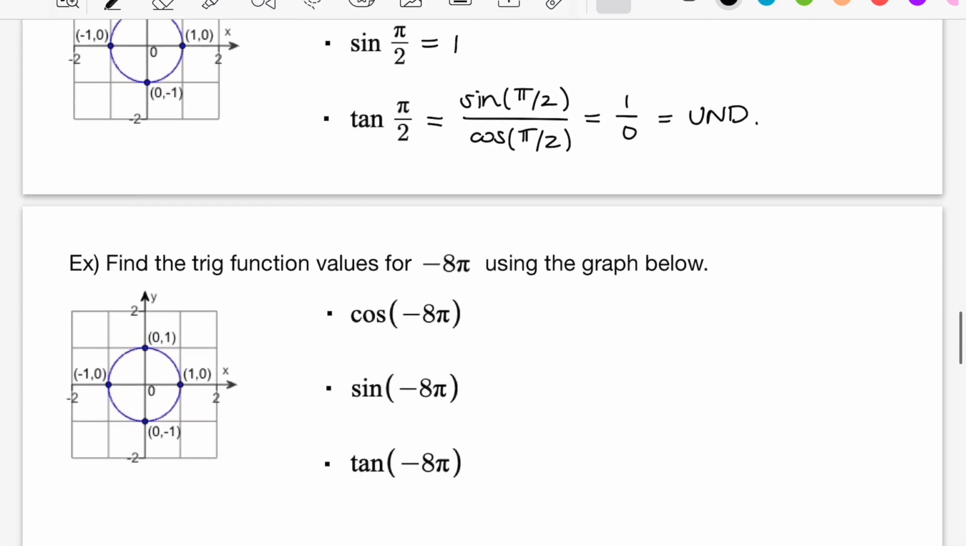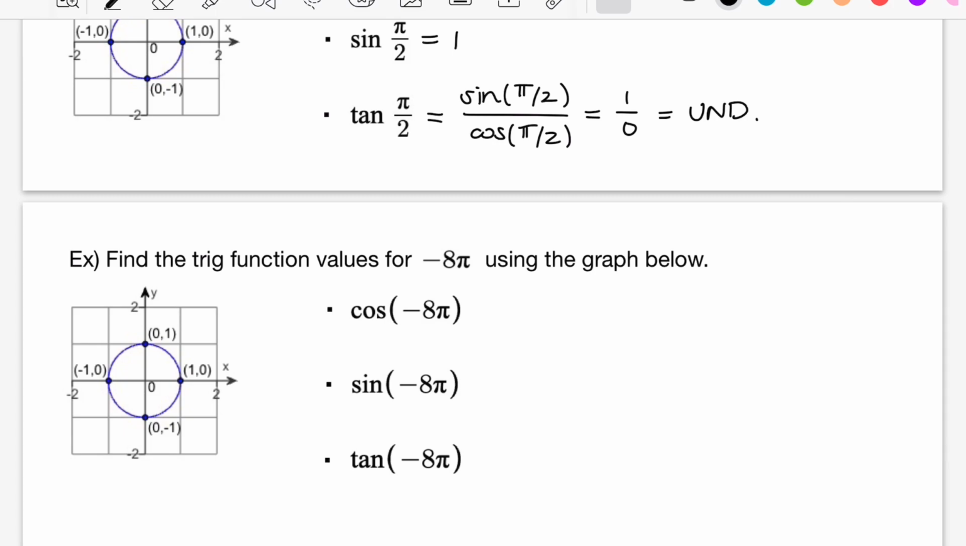Alright, let's look at another example here. If we want to find the trig function values for minus 8 pi using this graph, so if our length s is now going to be minus 8 pi, this tells us that we're going to be rotating clockwise. This also tells us that we're going to go around 4 times. This is because if we go around in this direction once, that's equivalent to 2 pi. If we do it again, that's going to be 4 pi. Doing that again, we'll get 6 pi, and then doing that for a final time, we'll get minus 8 pi.